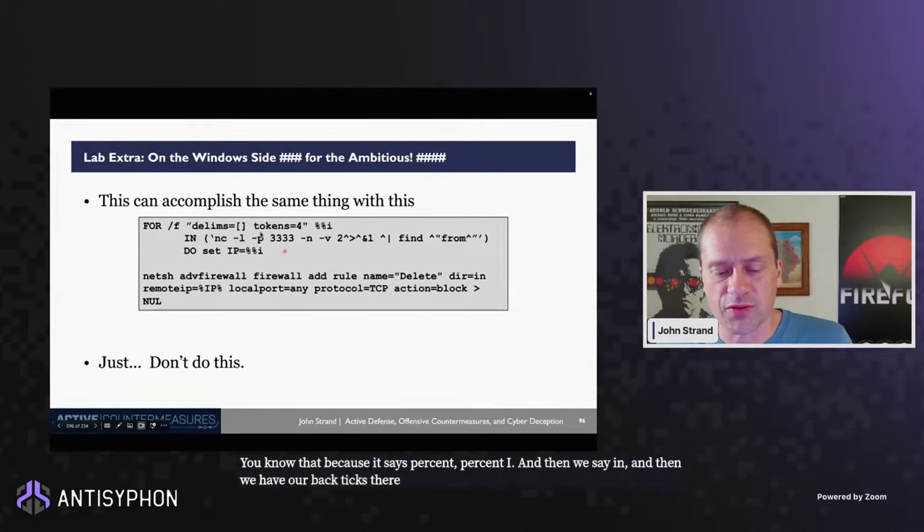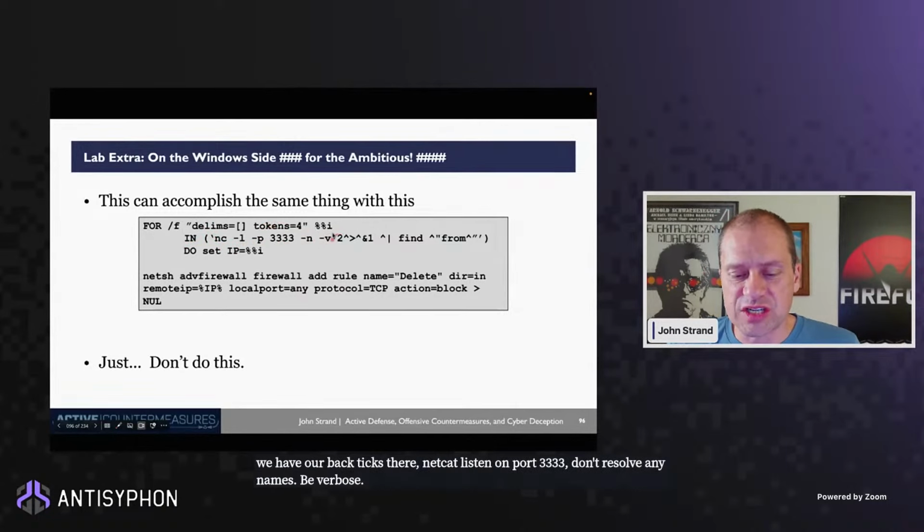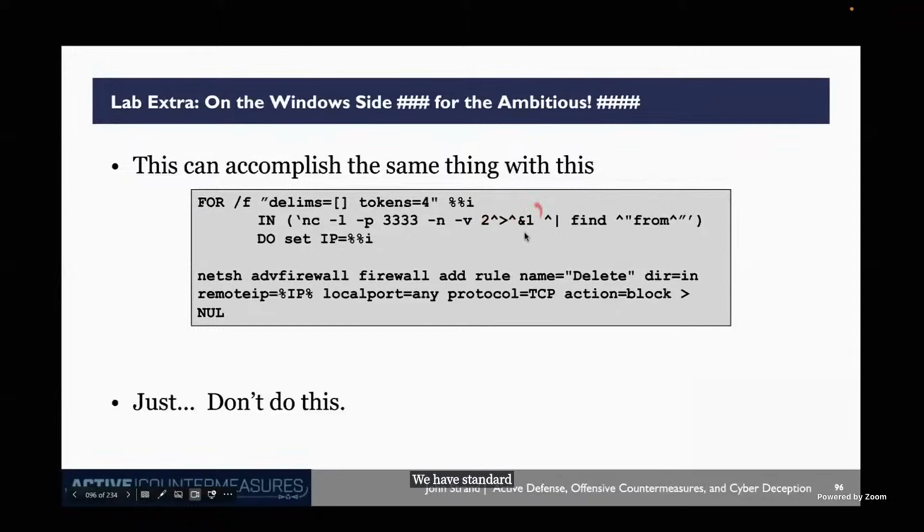Netcat listen on port 3333. Don't resolve any names. Be verbose. We have standard error dumped to standard output. Should look really familiar because a lot of that syntax is the same. We're going to pipe that standard output into find, which is like grep, but crappy. And then we're looking for the string from.